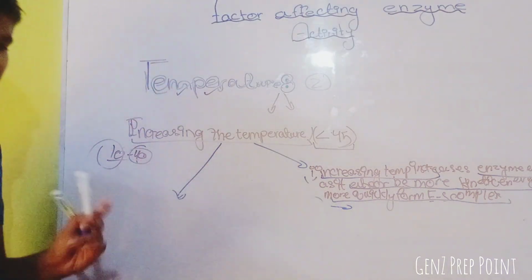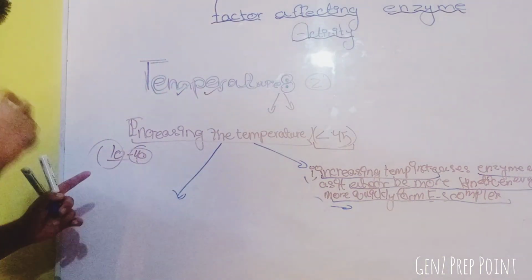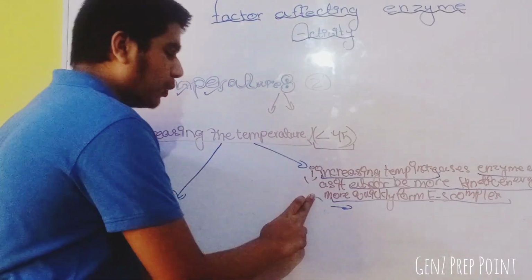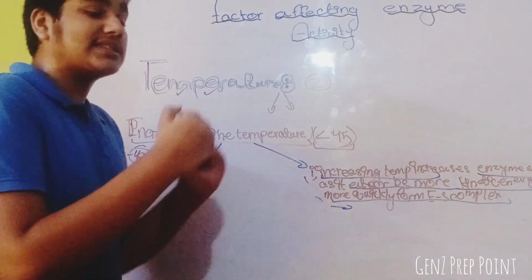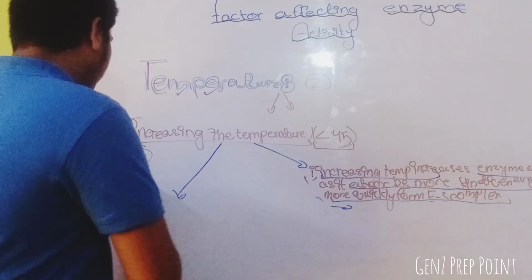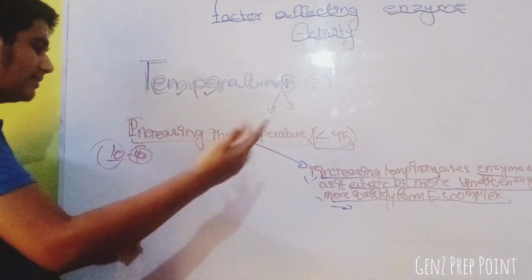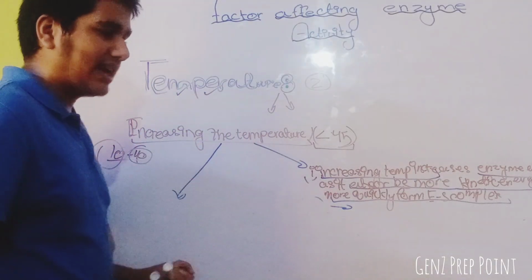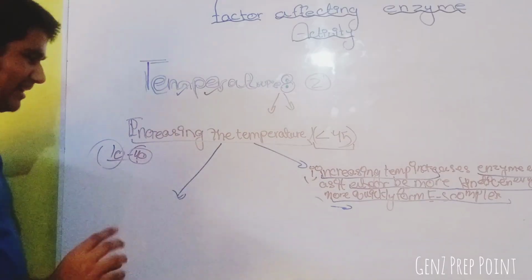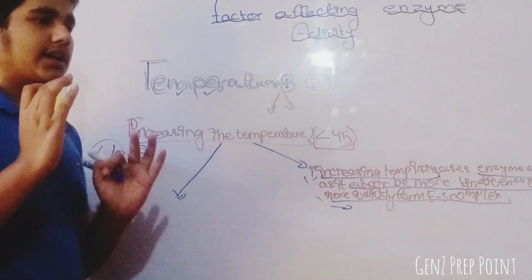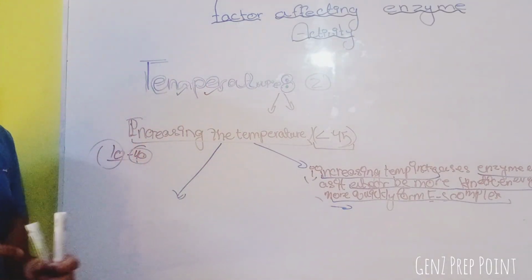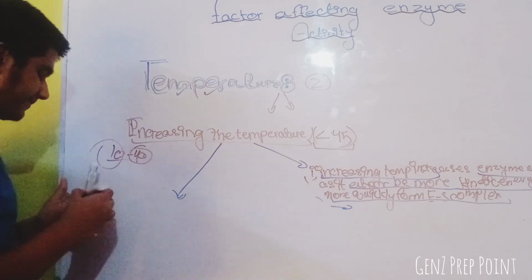So there are two versions of increasing temperature, two consequences. One, increasing kinetic energy at a certain level. Like you can increase the temperature to 40, 41, it increases enzyme activity, 42 increases enzyme activity, but if you increase it further, then it starts to denature. So let's write.